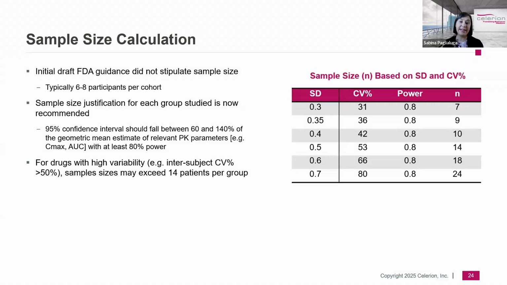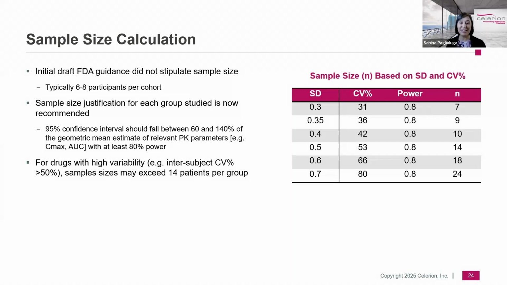The recent FDA guidance also now recommends including a sample size justification. So while previous versions of the guidance didn't specify the sample size, and typically 6 to 8 patients were enrolled per cohort, now it's important to do the sample size calculation. This will give more confidence in the outcome of the studies, but also note it will have a dramatic effect on study timelines, the number of sites needed, and potentially study costs as well.